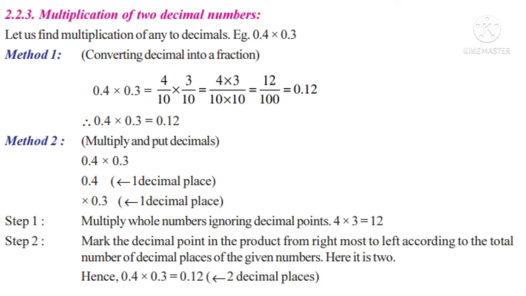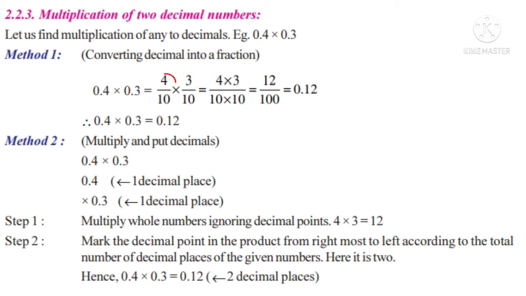Multiplication of two decimal numbers. Let us find the multiplication of two decimal numbers. Example, 0.4 into 0.3. In 0.4 there is only one decimal value 4. So we should put 10 after 1 in the denominator, that is 4 by 10. Next, in 0.3 there is only one decimal value 3. So we should put 10 in the denominator, that is 3 by 10.